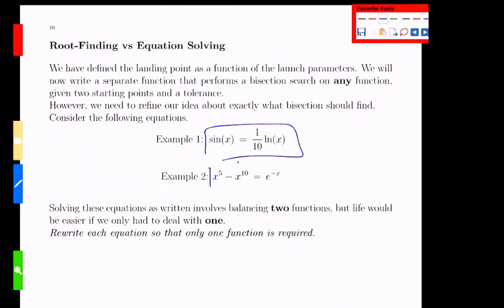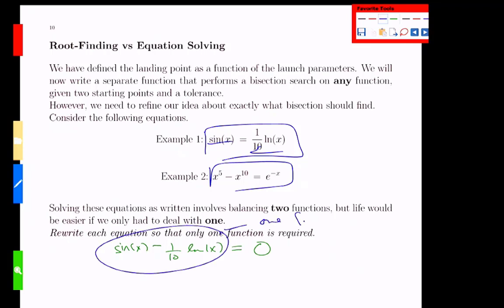If we have equations like this, they're a bit of a pain to deal with. So we're going to do one thing every time we have to solve a nonlinear equation. We are not going to deal with two functions. I simply refuse to deal with two functions. I would like one function and a 0. That's what I like. So the first equation can be rewritten as sine of x minus 1/10 of ln of x equals 0.